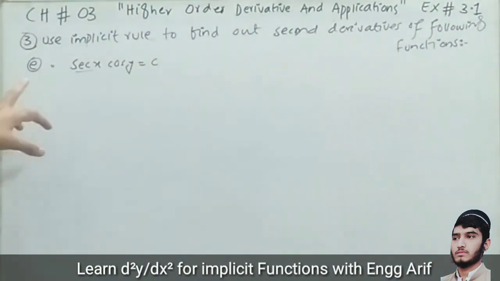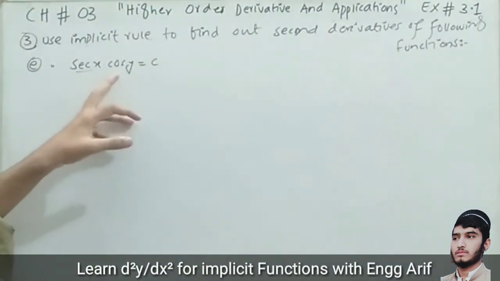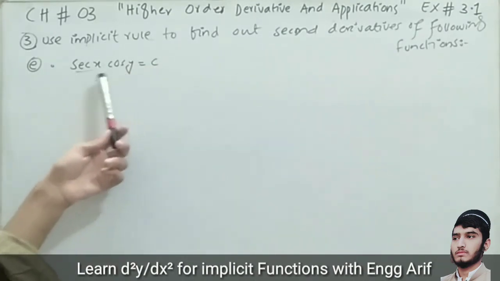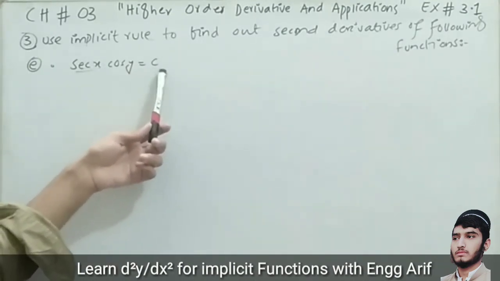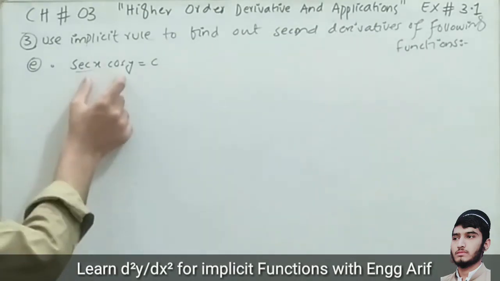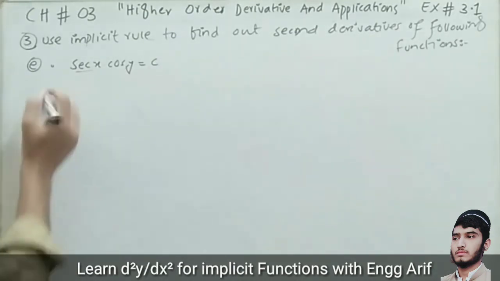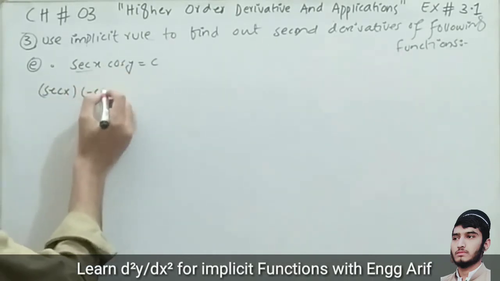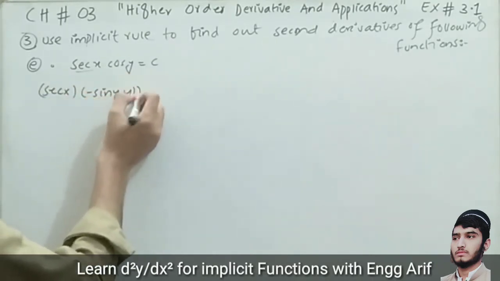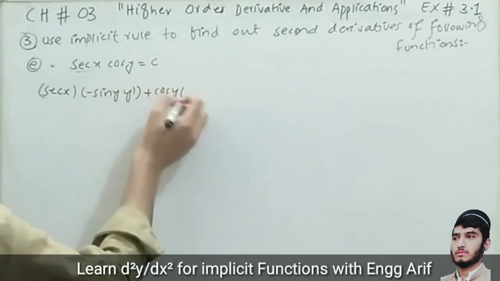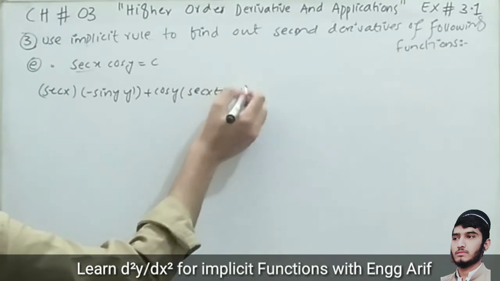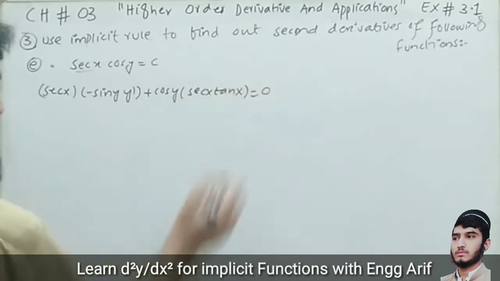Now move to the fifth part, part number E: secant x multiplied by cos y is equal to c. Over here two functions are multiplied with each other, secant x and cos y, and on the right hand side we have a constant. So over here we will use the product rule of differentiation. First function times the derivative of the second function, which is minus sine y, and the inner function derivative is y dash, plus the second function cos y times the derivative of the first function, secant x tangent x, will be equal to the derivative of a constant c, which is 0.